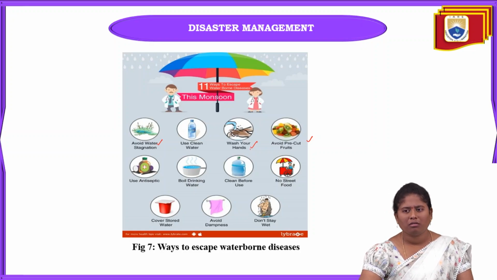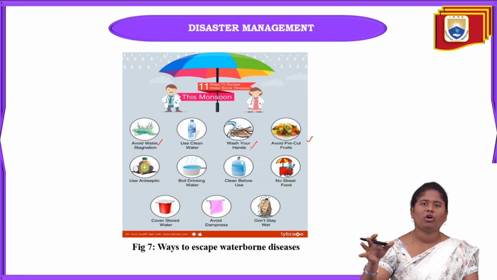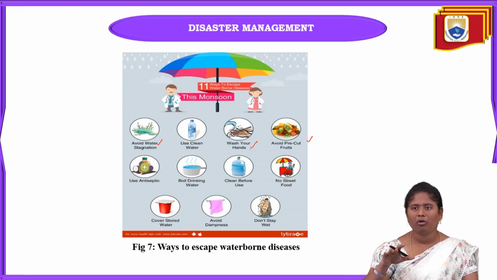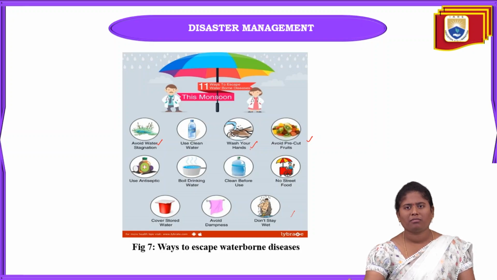And also clean before we use. If you are going to use any utensils or water cans like that, we have to clean them, and then only use them for other purposes. And after getting drinking water or washable water from other places, we have to cover it up with lids, like that we have to do. And next one is don't stay wet. Means after coming from the rain, we have to stay dry at that time.